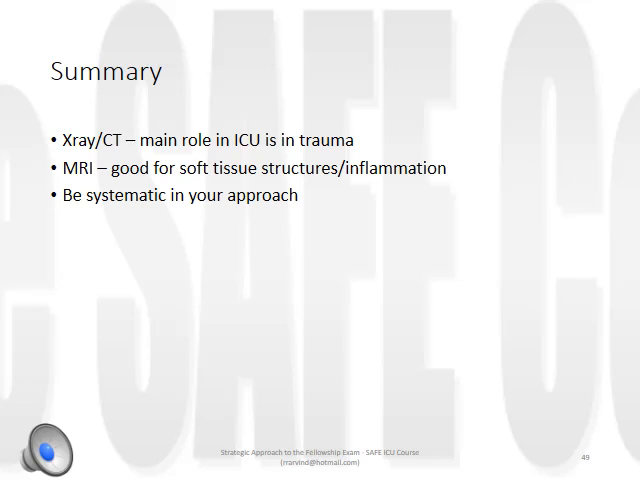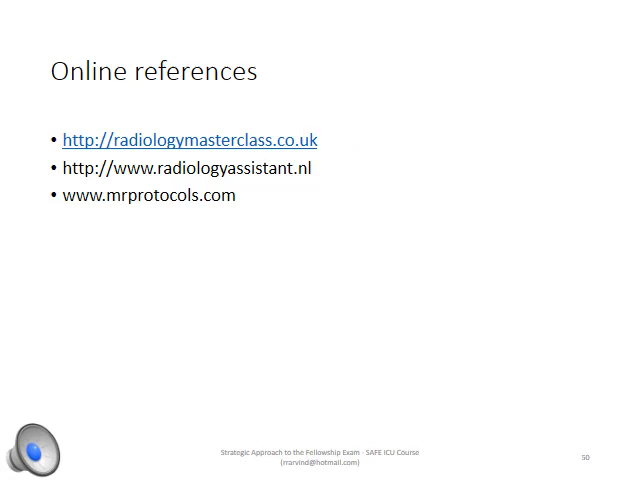So in summary, we've talked about X-ray, CT and MRI as tools in intensive care. X-ray and CT, their main role in ICU is in trauma, and you need to decide which modality is important. MRI is good for soft tissue structures and inflammation, so know a little bit about the weightings. And finally, you need to be systematic in your approach in general, and that'll give you the best outcome when you're reporting these scans. So finally, good luck for your exam.